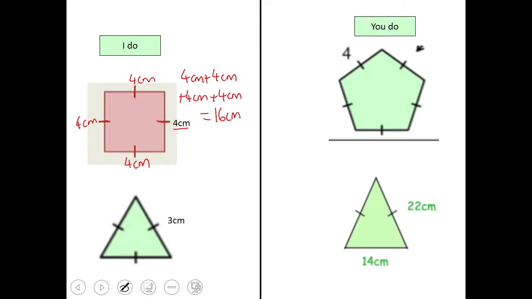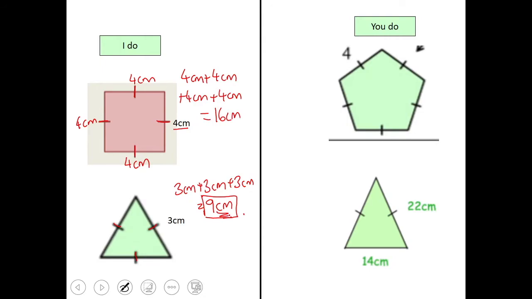So now the bottom example, just as before, is an equilateral triangle. So we've got 3 equal sides. So we need to do 3 centimeters plus 3 centimeters plus 3 centimeters, which should give us 9 centimeters as our answer. It's important to always remember to write the units.